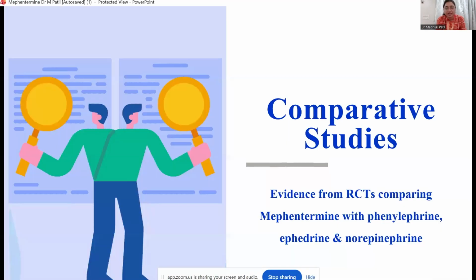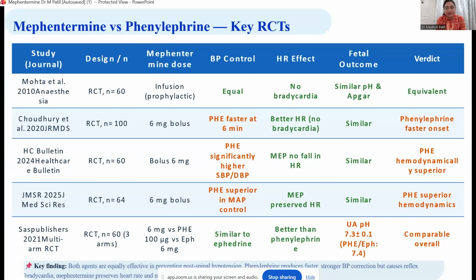Comparative studies between mephentermine and phenylephrine. Both agents are equally effective in preventing post-spinal hypotension. Phenylephrine produces a faster, stronger BP correction but causes reflex bradycardia. Mephentermine, whereas, preserves heart rate and maintains cardiac output. In terms of fetal outcome, clinical safety is similar with both drugs.